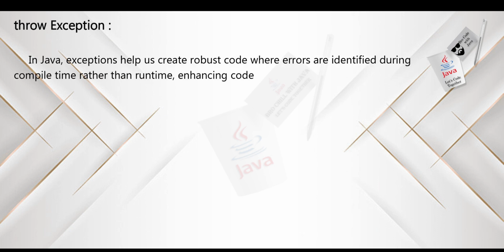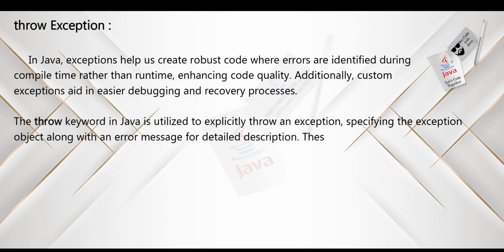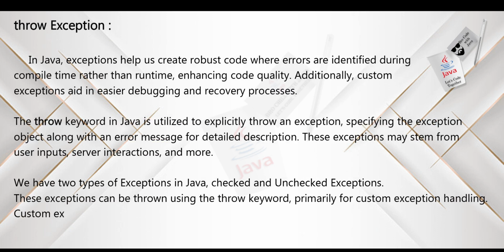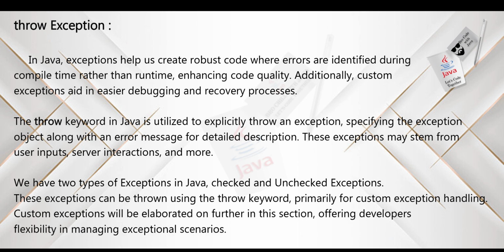Throw exception. In Java, exceptions help us create robust code where errors are identified during compile time rather than runtime, enhancing code quality. Additionally, custom exceptions aid in easier debugging and recovery processes. The throw keyword in Java is utilized to explicitly throw an exception, specifying the exception object along with an error message for detailed description. These exceptions may stem from user inputs, server interactions, and more.